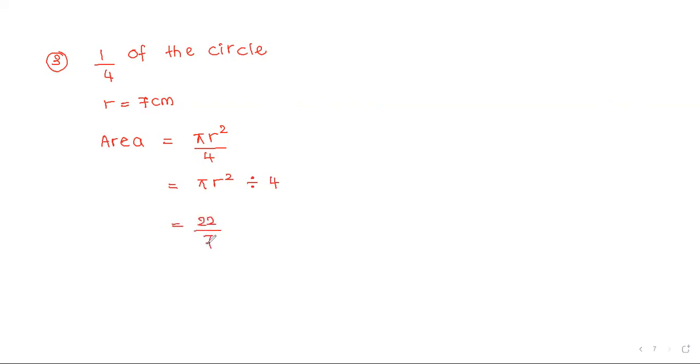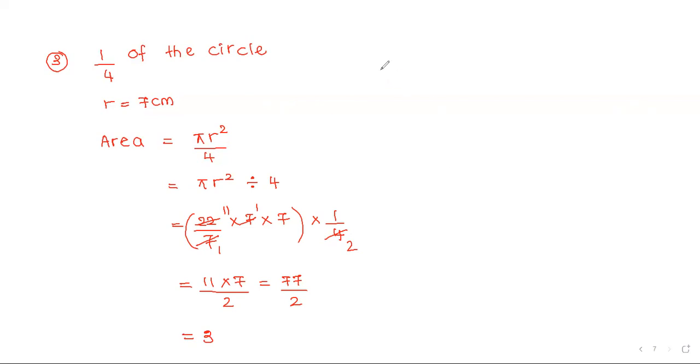22 over 7 multiplied by 7 multiplied by 7. That whole thing multiplied by 1 over 4. 7 and 7 I can simplify. Then 2 times 2 and 2 times 11. So then I have 11 multiplied by 7 divided by 2. So then I have 77 divided by 2. We'll see what is the answer.